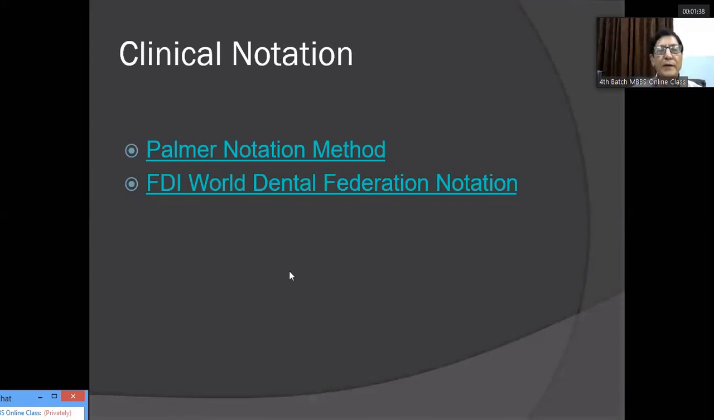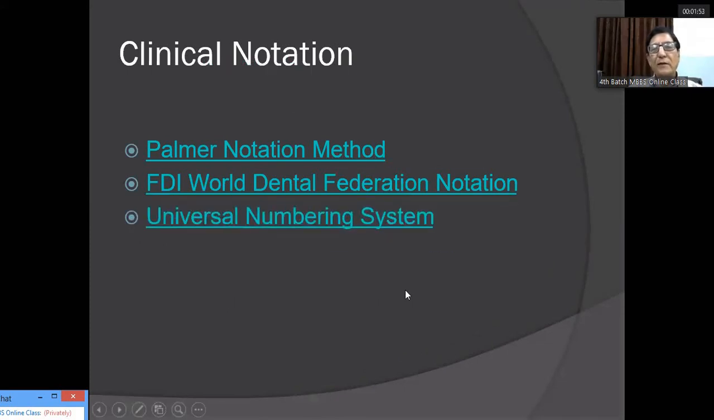See, one of the methods, I wouldn't say first, but one of the methods, is the Palmer notation method. The other one is FDI or Dental Federation. And then there is still another method called the Universal Numbering System. Palmer notation, I think, is the oldest one. That is the one we have been using for a long time.